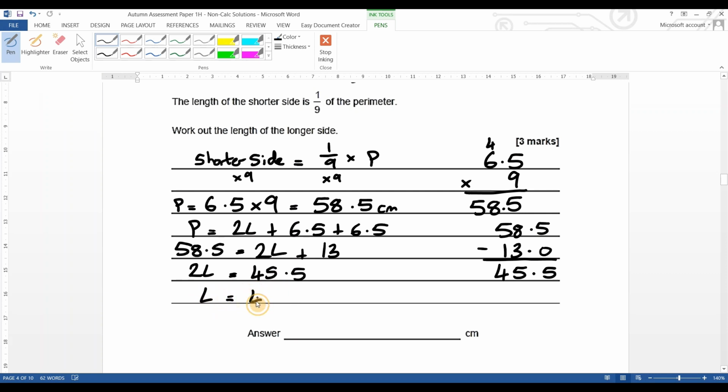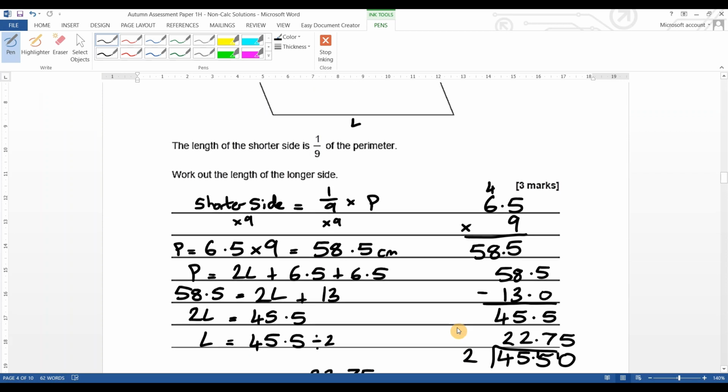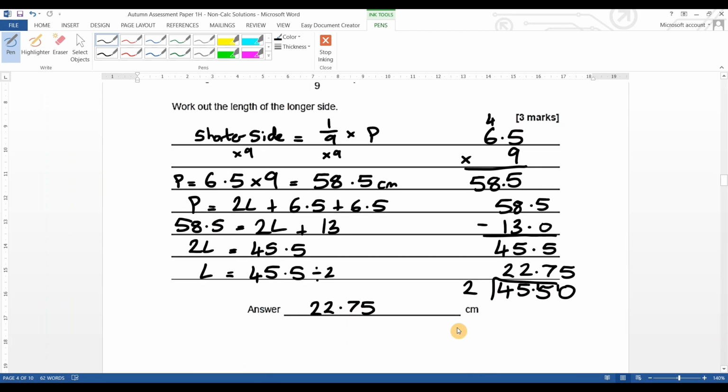So you're going to have to divide that by 2. Let's do the bus stop method here. 2 into 4 goes twice. 2 into 5 goes twice, remainder 1. 2 into 15 is 7, remainder 1. 2 into 10 is 5, so it's 22.75. Yep, that should be your final answer. 3 marks. Let's move on to the next one.